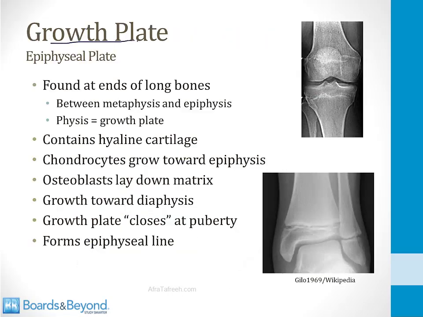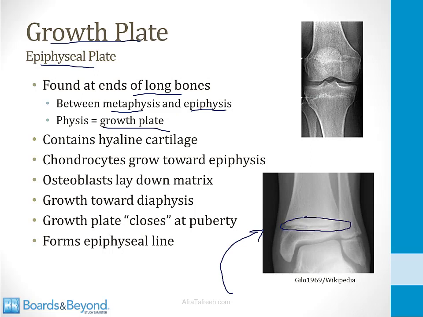So now let's talk about the growth plates, which are also called the epiphyseal plates. These are found at the ends of long bones between the metaphysis and the epiphysis, which are those portions of long bones we talked about earlier. In fact, the word physis means growth plate. If you look at this X-ray image from the arm of a child in the bottom right side of the screen here, you can see the growth plate right here. These growth plates contain hyaline cartilage, and they have chondrocytes which grow towards the epiphysis. So the chondrocytes are going in this direction away from the center of the bone.